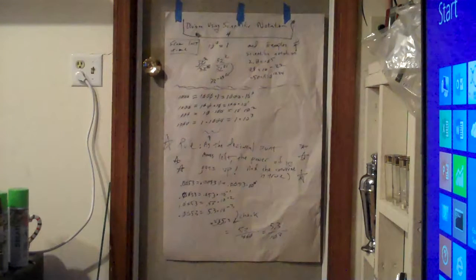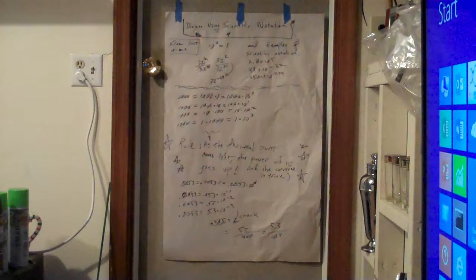But we can rewrite 1000 as 100 times 10, which is 100 times 10 to the first. Or we can say 1000 equals 10 times 100, which equals 10 to the first power times 10 squared. And finally, we can say that 1000 equals 1 times 1000, which equals 1 times 10 to the third. Do you see a pattern that's going on here?